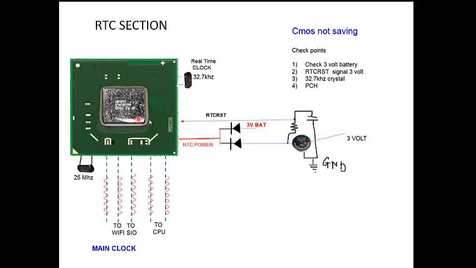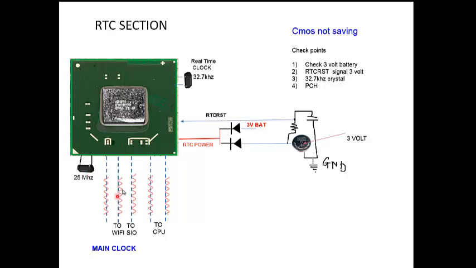Then the PCH. Normally the PCH is connected to 2 crystals, one is a 32.7 kilohertz and another is a 25 megahertz. This 25 megahertz crystal is basically used to generate different clocks. In previous models, like the Core 2 models, there is a separate clock chip, and that clock chip generates different frequencies. But after the Core i3 first generation, the PCH came, and this PCH incorporates the clock chip inside it. So it generates different frequencies.